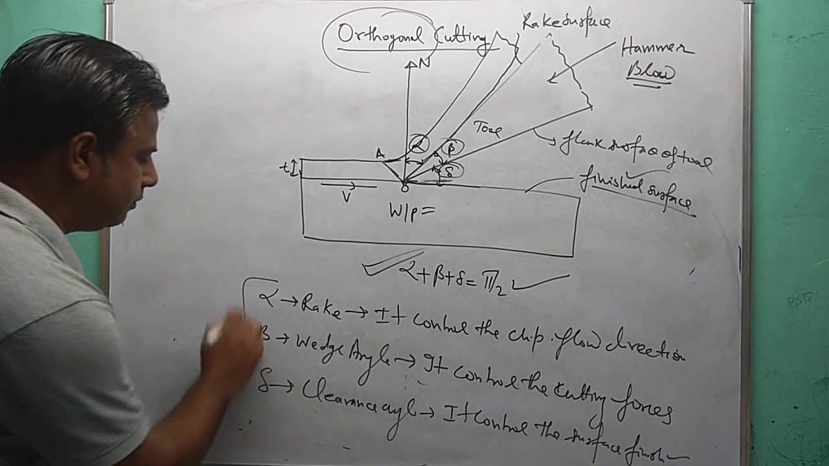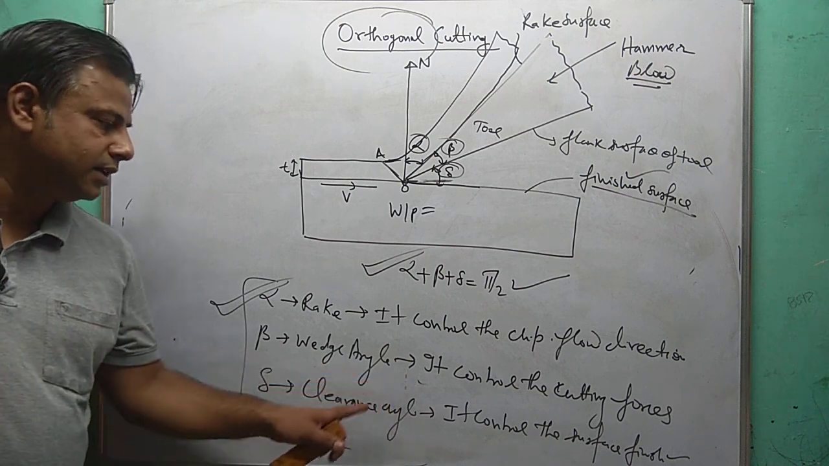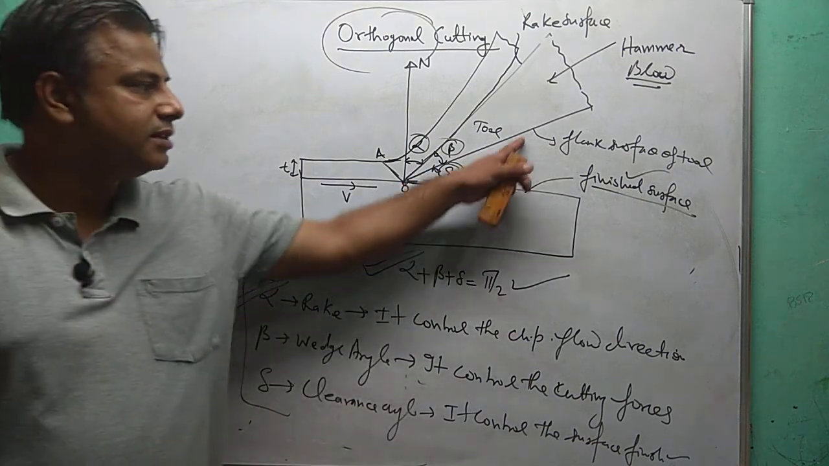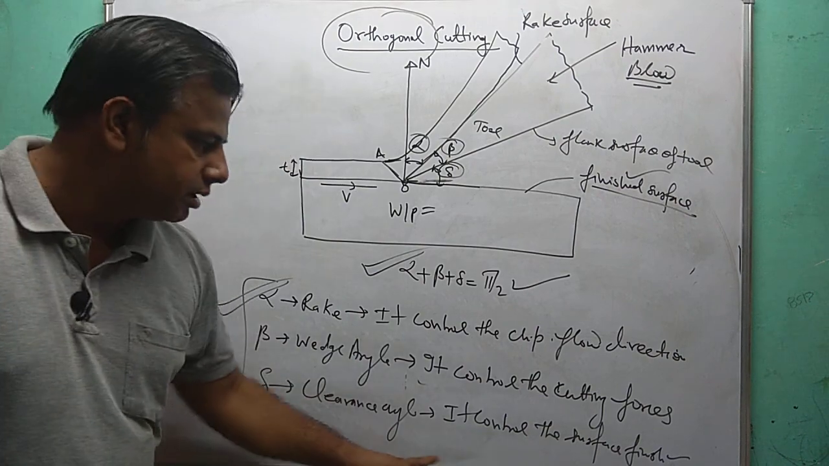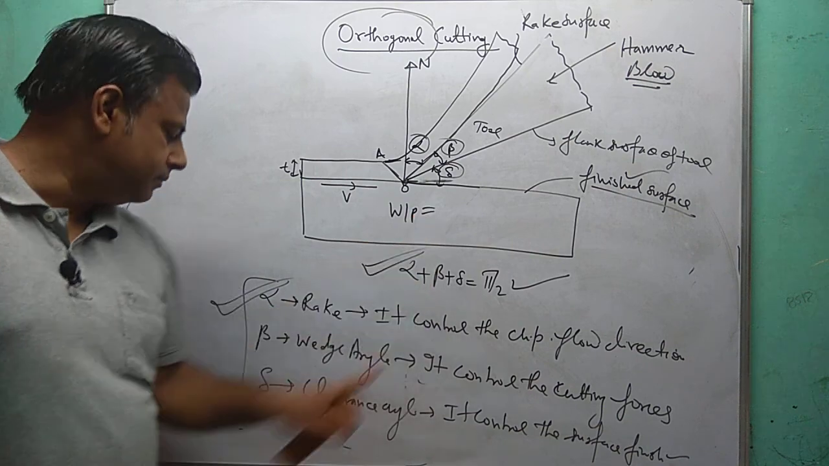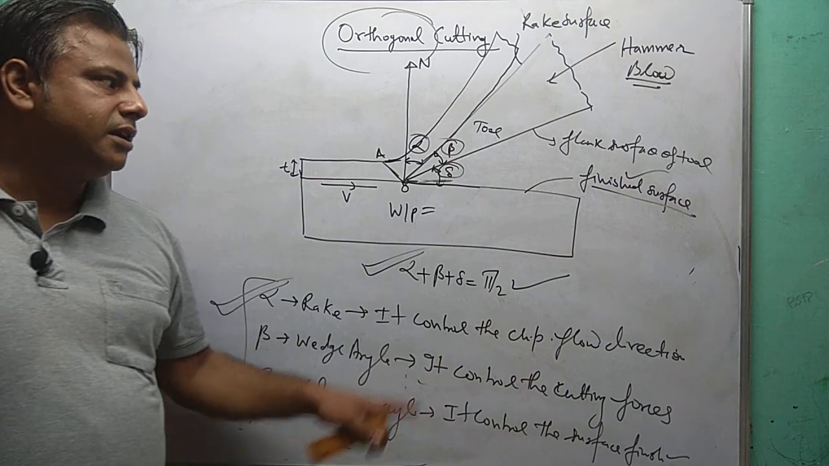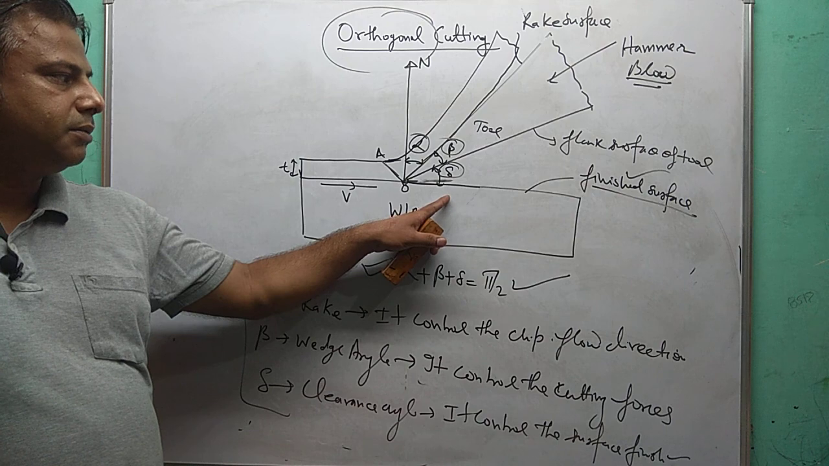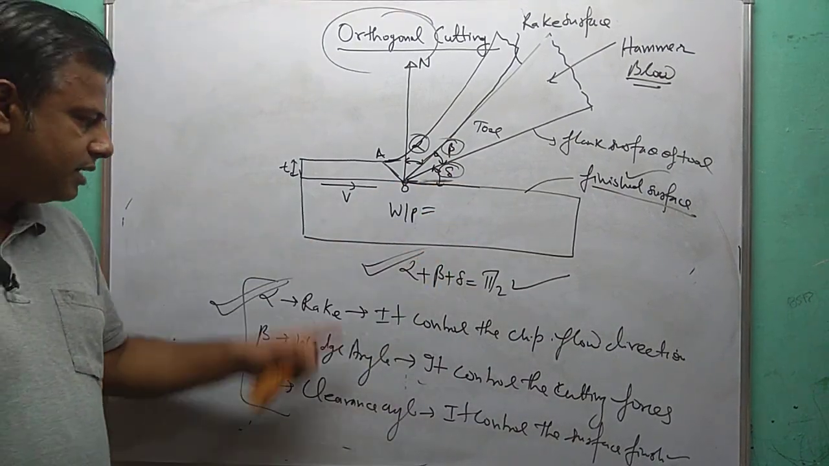So these angles are very important. The role of the rake angle is that it controls the chip flow direction. Beta is the wedge angle, it controls the cutting forces, and delta is the clearance angle between the flank surface and the obtained surface, so it controls the surface finish. We need an optimum clearance angle. If we don't have one, then due to heating or rubbing action at the tool-workpiece interface, it can spoil the obtained surface. So these angles are very important.